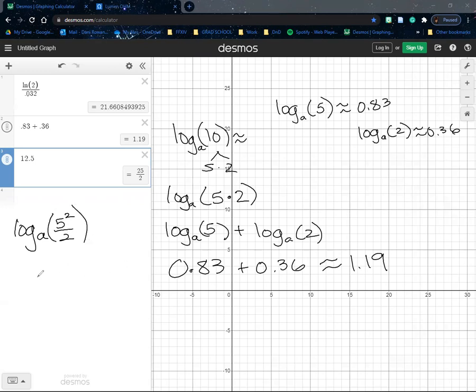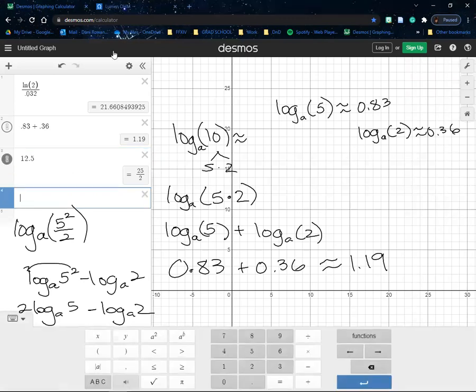And how could we separate that? Log base A of 5 squared minus log base A of 2. Move that 2 out front: 2 log A5 minus log A2. And now we're back to plugging stuff in again, right? We have our 2 times 0.83 minus our 0.36. So 1.3.